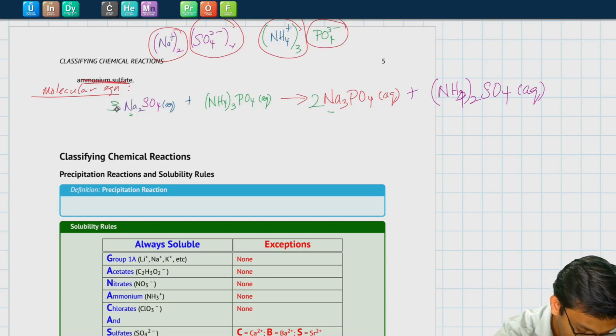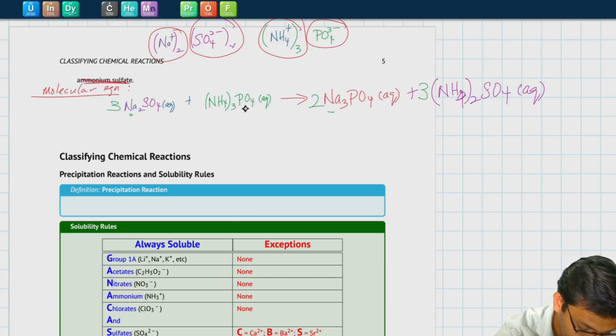We have 3 sulfates on the left. On the right, we only have 1 sulfate. So let's make that a 3. We make that a 3 sulfate. That gives us 3 ammonium on the right-hand side, and on the left-hand side, we have 3 ammonium. So it's balanced. Okay, let's see what else we have.